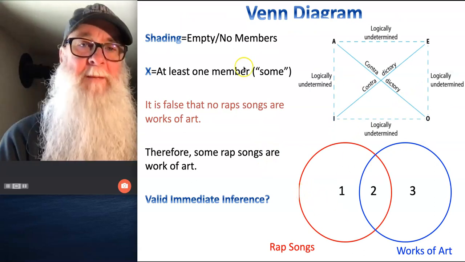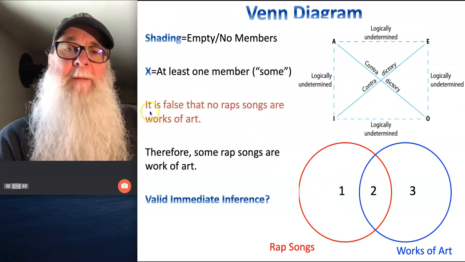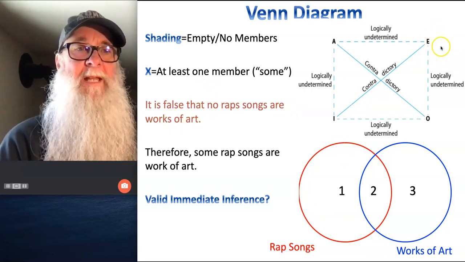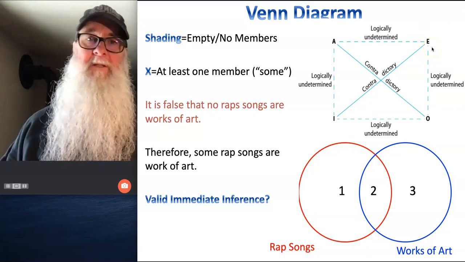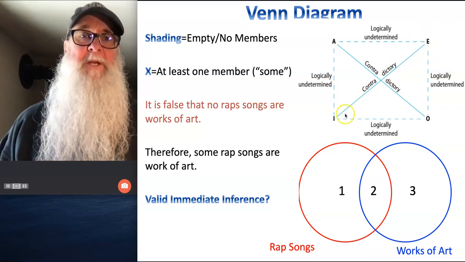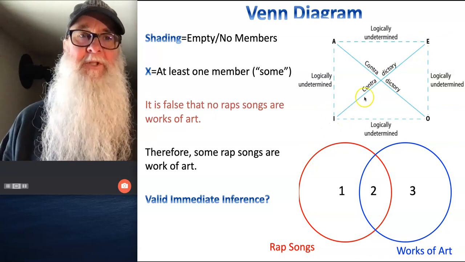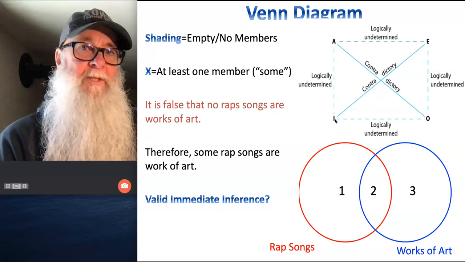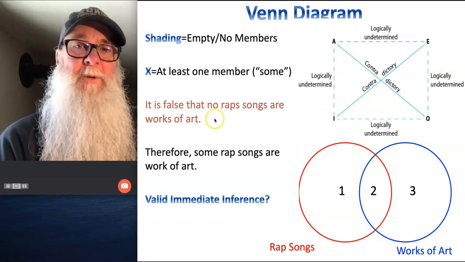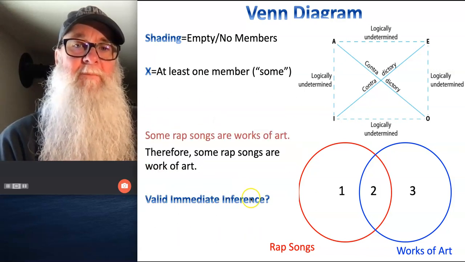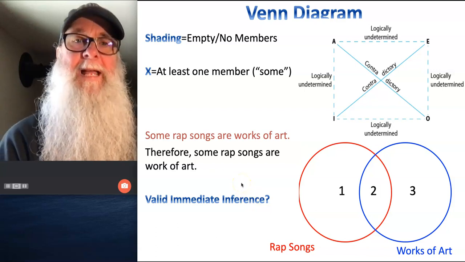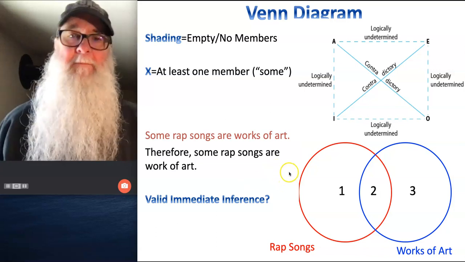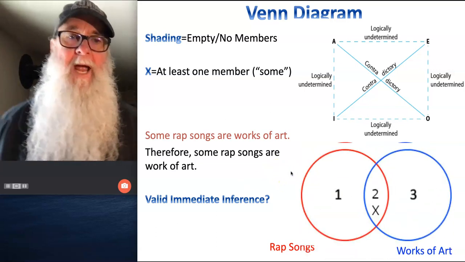What does that mean? I come back to my original argument, and the premise says this: it is false that no rap songs are works of art. That's an E statement. If that E statement is false, which is what the premise claims, then the corresponding I statement would have to be true, because by the rule of contradiction, corresponding E and I statements cannot have the same truth value. So if it's false that no rap songs are works of art, some rap songs are works of art has to be true. Now I have a premise that I know how to diagram, and it's easy to diagram. I just mark my X.